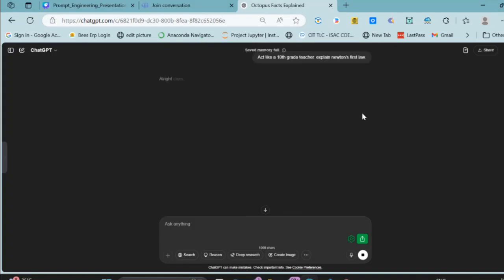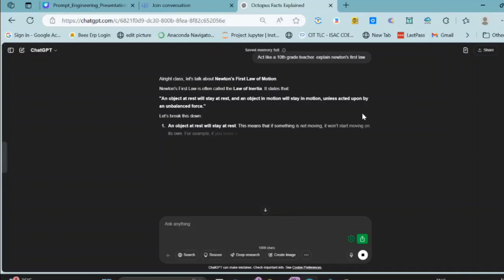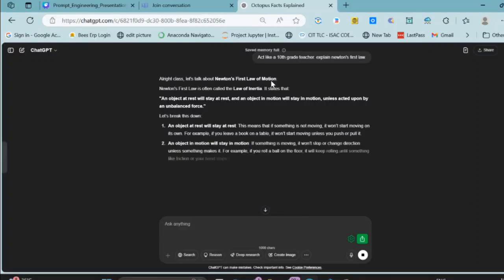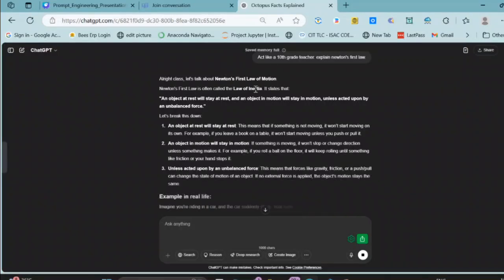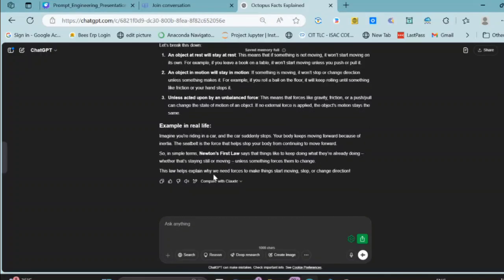We are performing role based prompting. We are using roles. All right, let's talk about Newton's first law of motion. Newton's first law is often called the law of inertia. An object at rest will stay at rest. An object in motion will stay in motion unless acted upon by an unbalanced force. Okay.